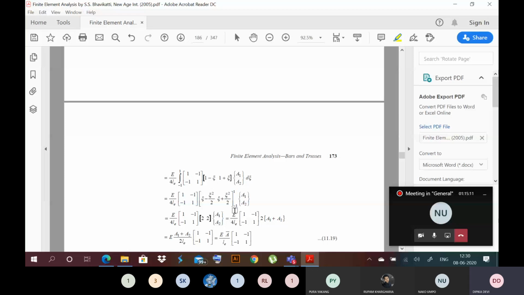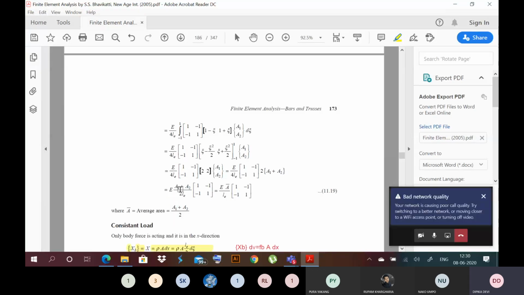Then what is A1 plus A2 by 2? It is nothing but the average area. Ultimately you got the average area, isn't it? So initially you could have considered an average cross section, equal to A1 plus A2 by 2. That is possible. So A dash is the average area. Okay, so the derivation is shown here.